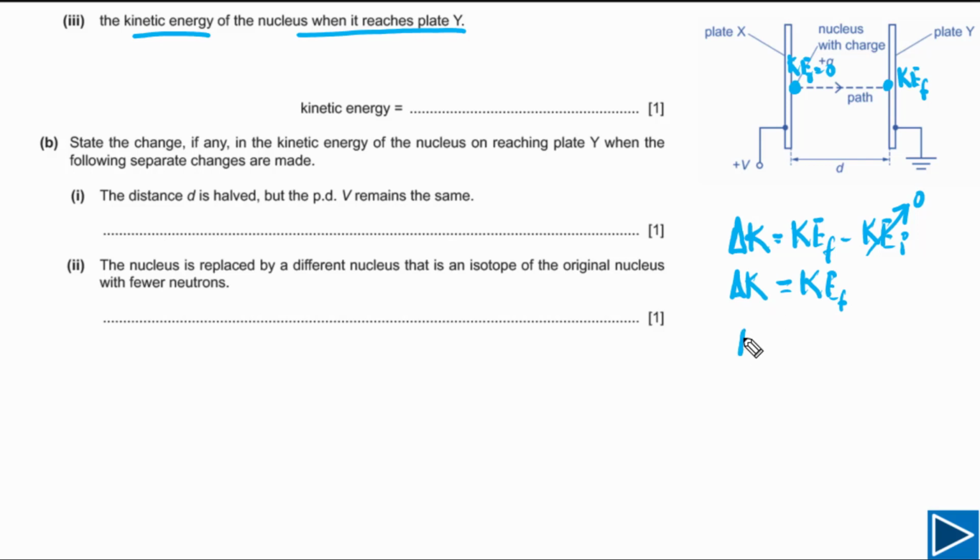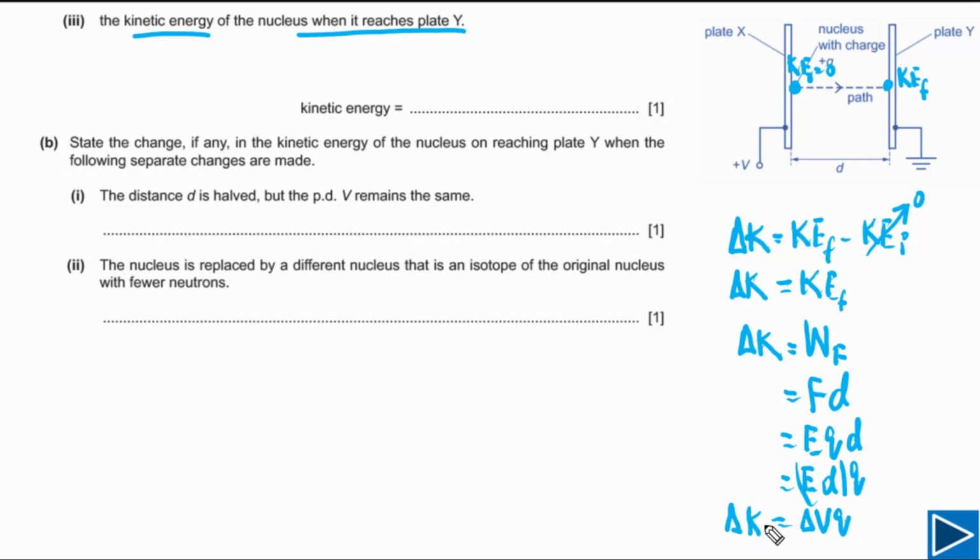Now we need to understand the change in kinetic energy. In this case, this is equal to the work done by the electric force. And the work done by the electric force is equal to force times the distance d. The force F is equal to EQ. So this is the force. If we rearrange this, we can write it as E d times Q. But E d is equal to the potential difference, so the change in kinetic energy is equal to Q times delta V.